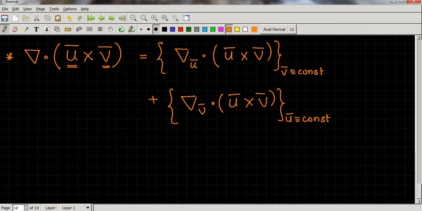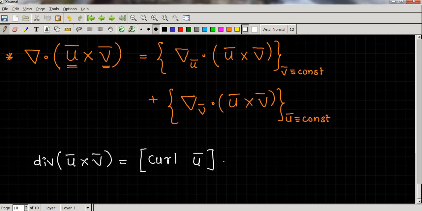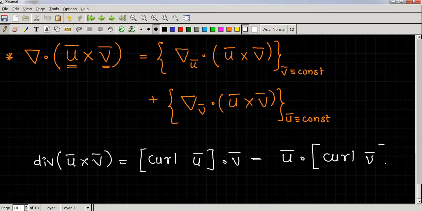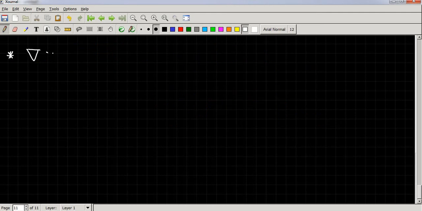If we apply the scalar triple product, then we get the divergence of u bar cross v bar is equal to v bar dot curl of u bar minus u bar dot curl of v bar. Remember this result. The same is the case if we are evaluating the curl of u bar cross v bar. Then this value can be evaluated.